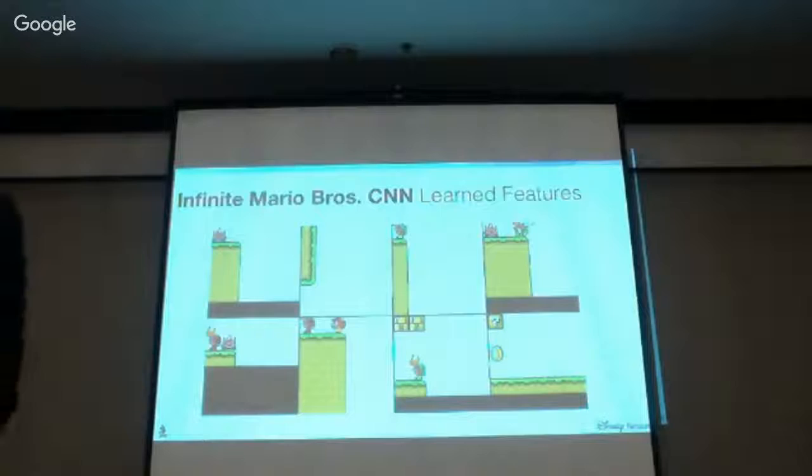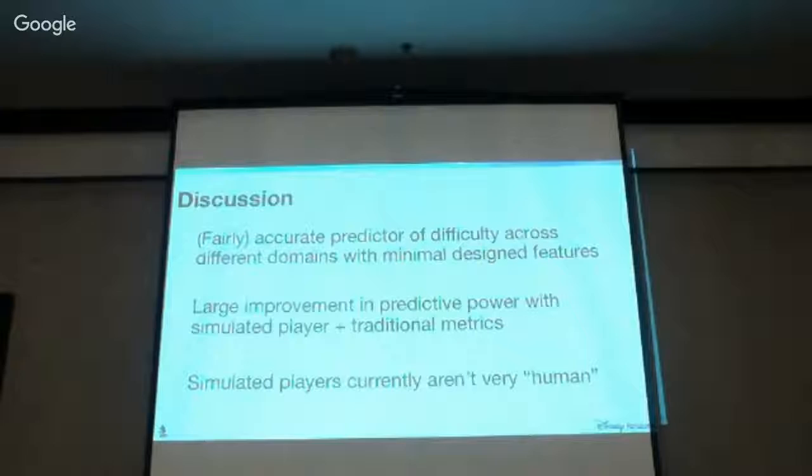All in all, in this particular part of the work, we can say that we found a fairly accurate predictor of difficulty across different domains with minimal design features, a total of 9. It's not too bad. We saw a large improvement in predictive power when we had a simulated player plus some traditional metrics. Teasing this apart a little bit more, we found that the major improvement came from the A-star player's features and then the number of enemies in the level. CNNs aren't great at counting. And so it makes sense that if the A-star agent had to hit a number of enemies, but there were not that many enemies in the level, that means something different than if the A-star agent had to hit a few enemies, but there are tons of enemies in the level.